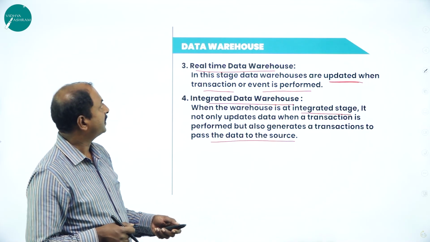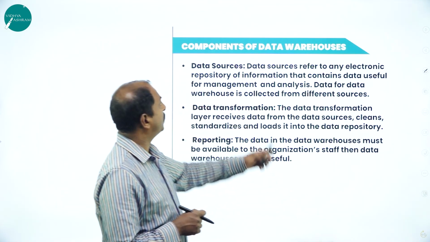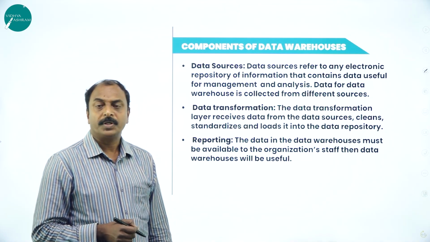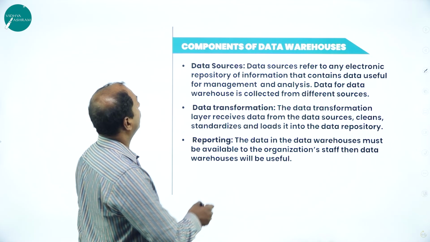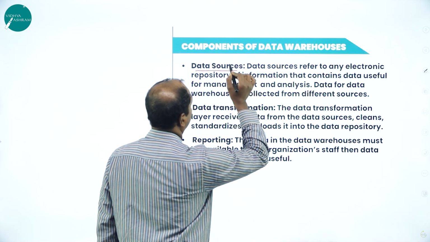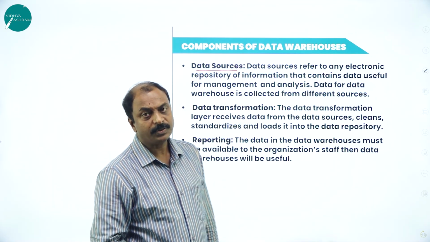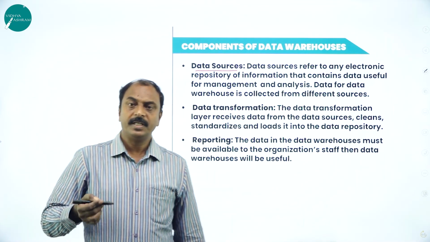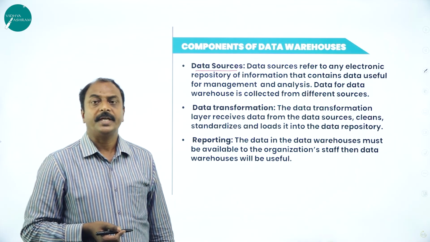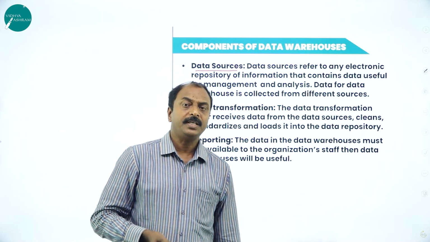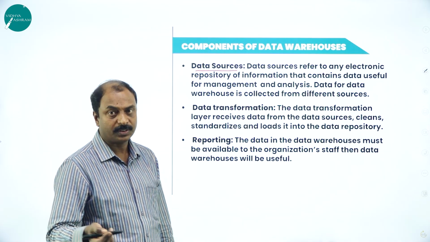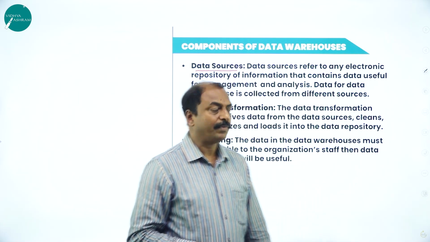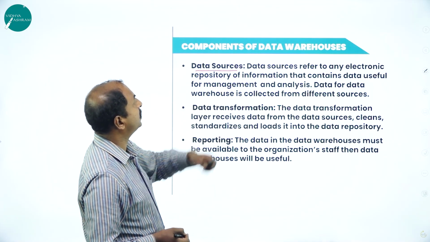Now let us move on to the next slide. Next is the components of data warehouses. What are the different components of a data warehouse? They are data sources. As you know, a data warehouse is nothing but a collection of data, and as we have seen in the previous slide, data are collected from different sources like mainframe, mini, and different types of electronic devices. So first one is data sources.